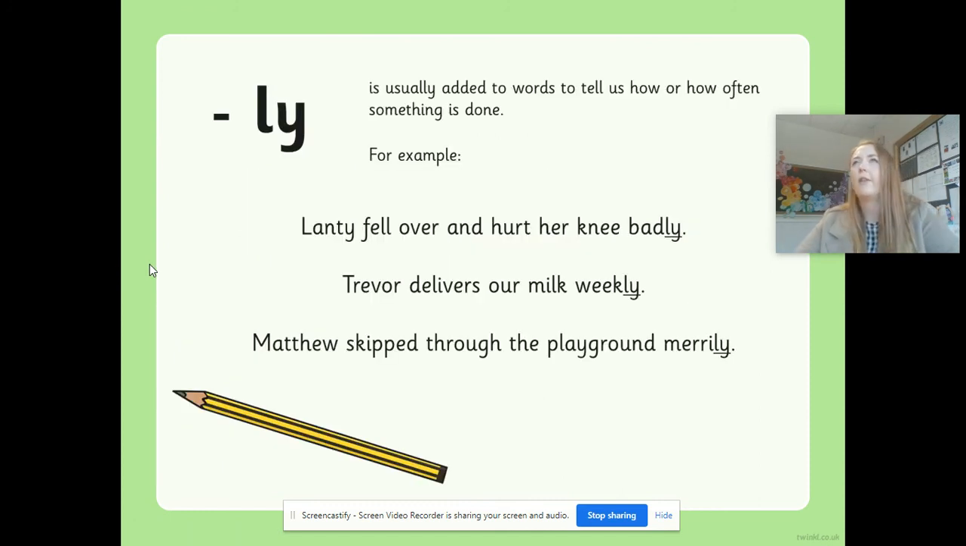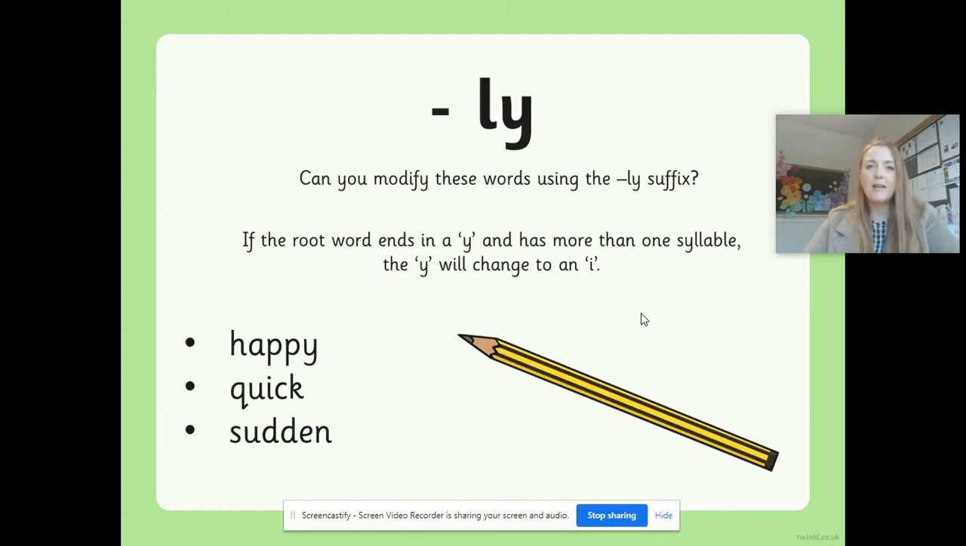Ly, we have used this one tons and tons of times because it makes an adverb, doesn't it? It tells us how or how often something is done. So Lanty fell over and hurt her knee badly. Trevor delivers our milk weekly, and Matthew skipped through the playground merrily. I'm sure you're all shouting. I know from my read writing group that you've probably spotted a homophone there. So 2 words that are spelled differently but have the same meaning. Okay, good job. So let's change the Y to an I so we can add the ly suffix here. So happily, I want you to write the word quickly, and the next word is suddenly.